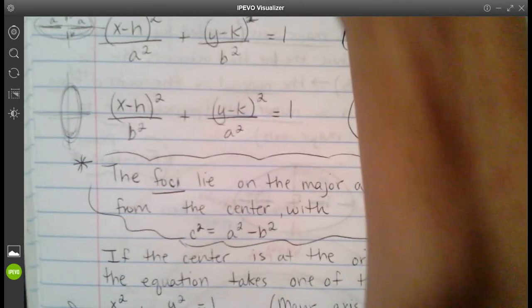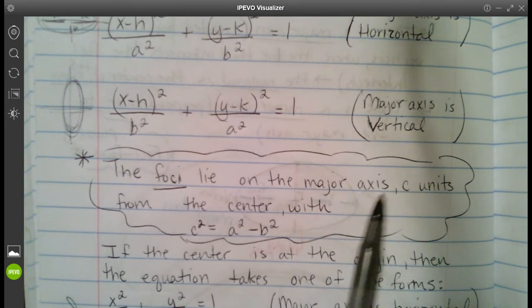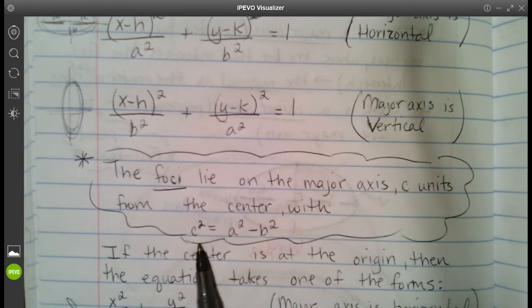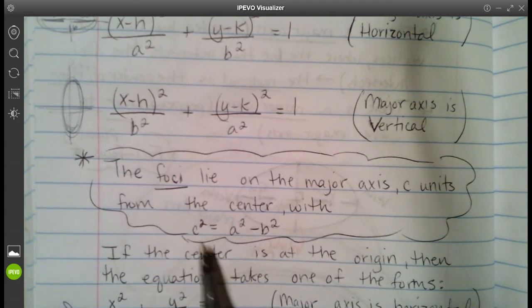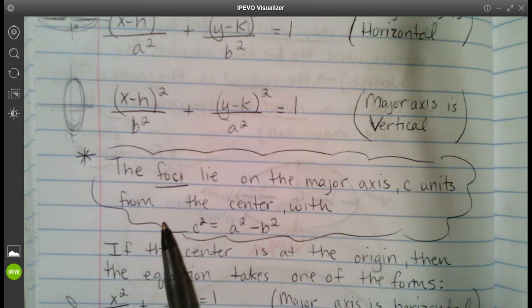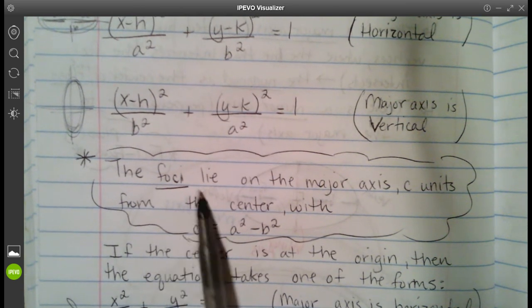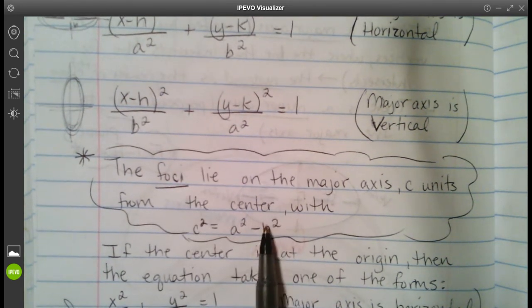Okay. We also have a note here. It says the foci, which is again the two focus points, always lie on the major axis, and they are c units from the center, with c squared equal to a squared minus b squared. So if we have the vertex or the length of the major axis, and the center, we can find the focus points by using this formula once we have our A and B as well, okay?